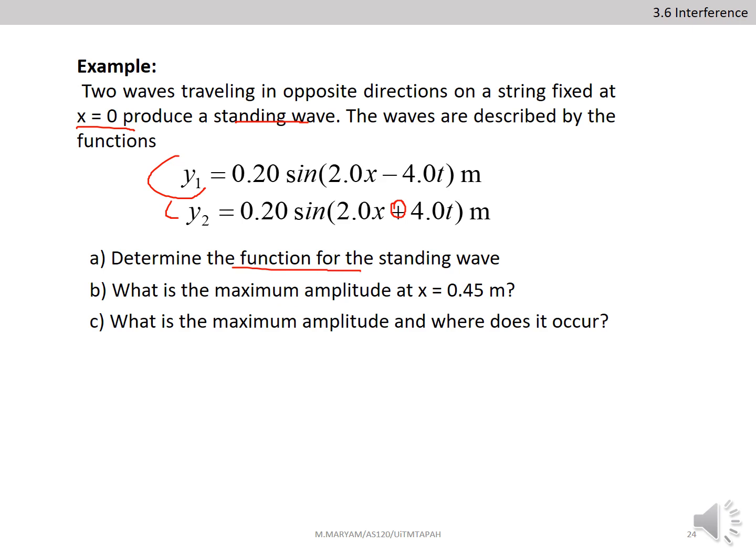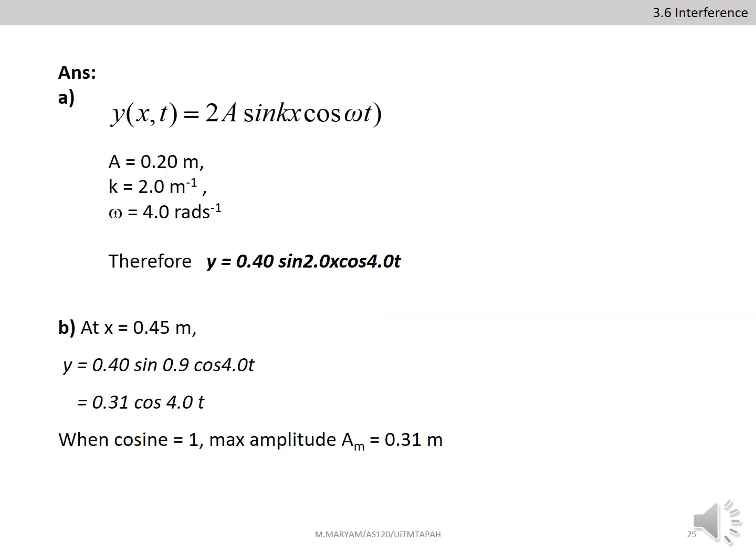First one, A: determine the function for the standing wave. So the question asks for the function. Recall from the slide the general equation for the standing wave, which is y equal to 2A sine kx cos omega t. Right, let's have a look at the solution. For that, we proceed with B first: what is the amplitude at x equal to 0.45? C: what is the maximum amplitude and where does it occur?